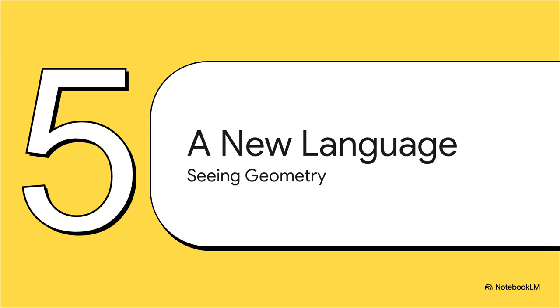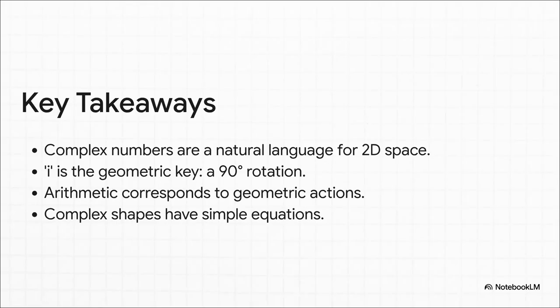So let's just step back for a second and see what we've really done here. We've taken this idea that sounds totally abstract, imaginary, and we've shown that it's actually one of the most natural ways to describe the 2D world around us. So what's the big takeaway? Complex numbers aren't some weird trick. They are the native language of 2D space. That little letter i isn't just the square root of -1, it's the command for rotate 90 degrees. And when you speak this language, simple math like adding and multiplying become powerful geometric actions, letting us describe complicated shapes with beautiful, simple equations.